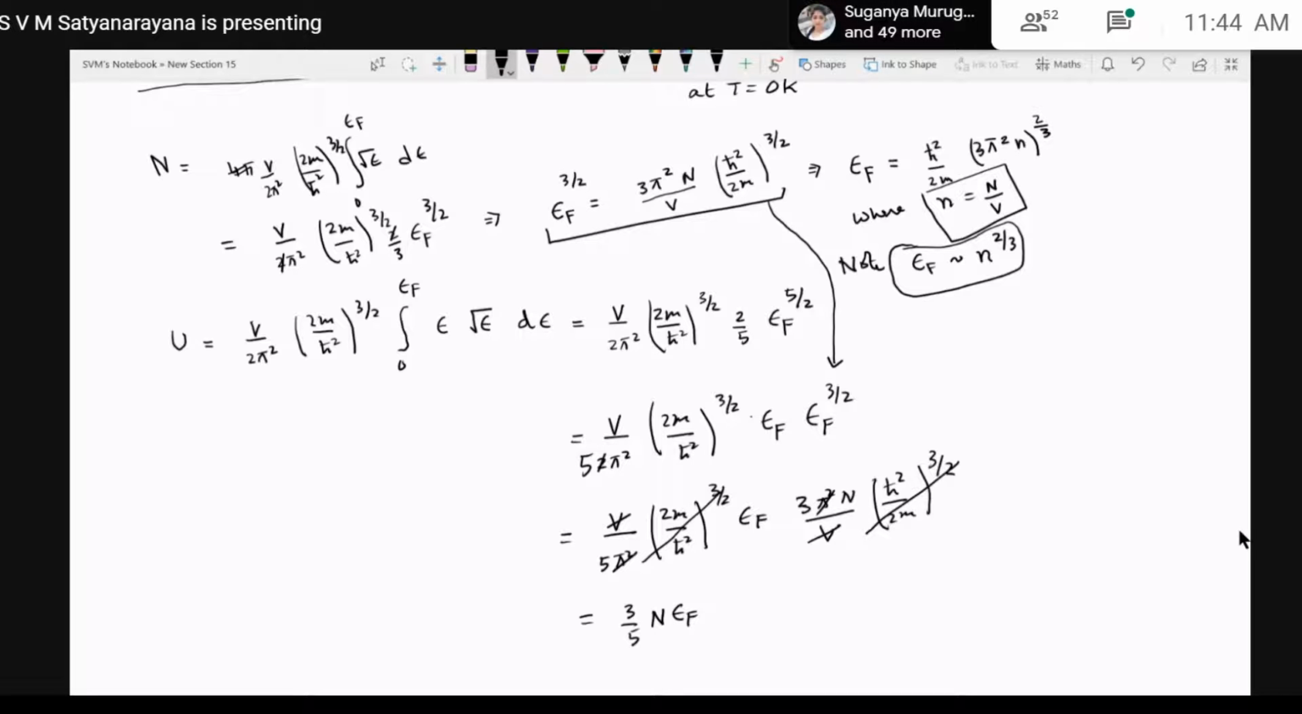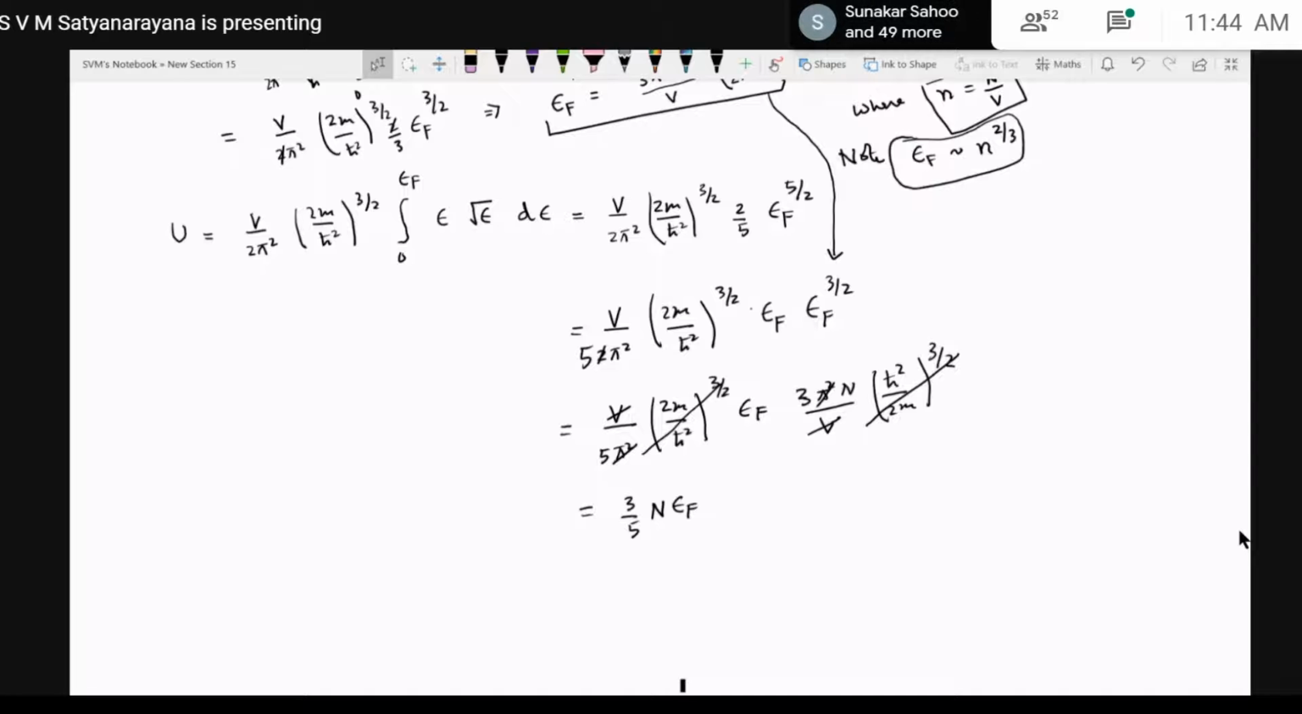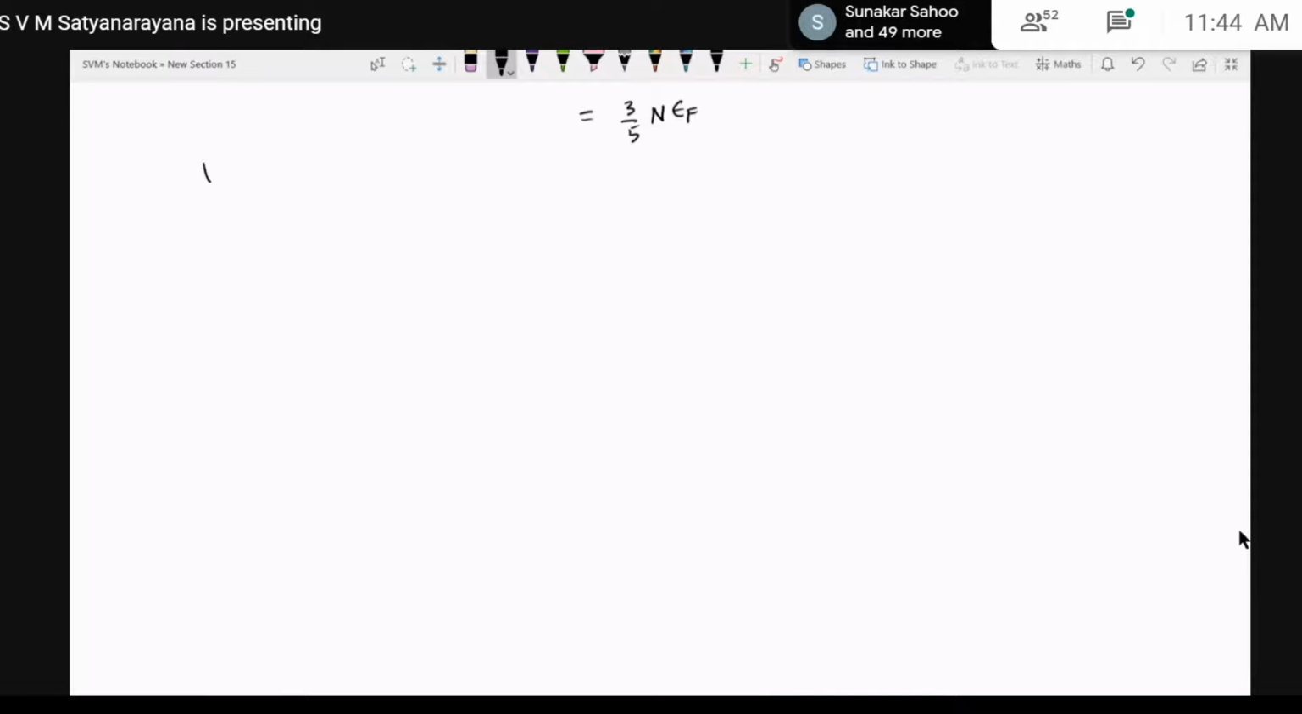So this is an interesting result. If you are asking for the internal energy per particle, that is the energy per fermion, this is a fraction of the Fermi energy. You can show that this is 3 by 5 into epsilon_F. 3 by 5 is 0.6, so 60% of the Fermi energy. So energy per fermion is 0.6 times epsilon_F. This is slightly more than half of epsilon_F. This is the result that you have from this.